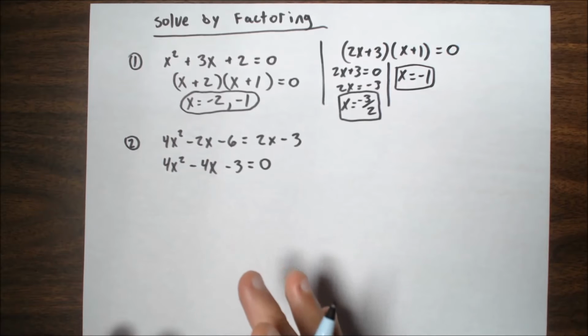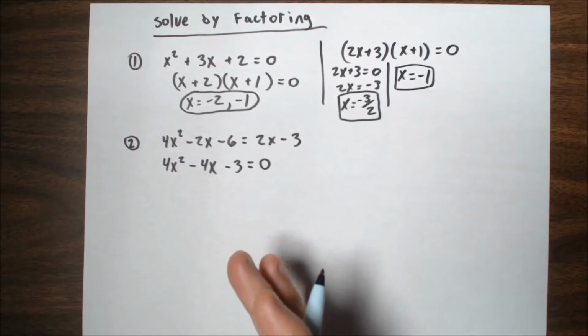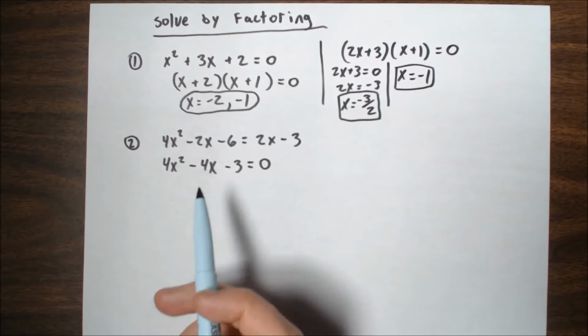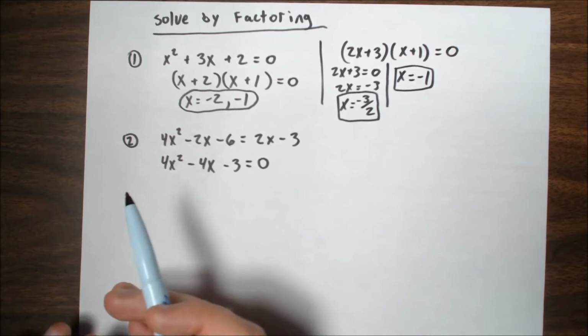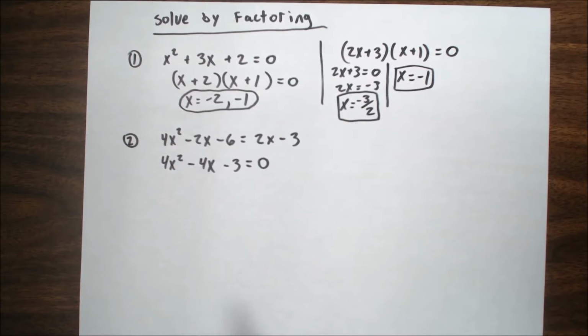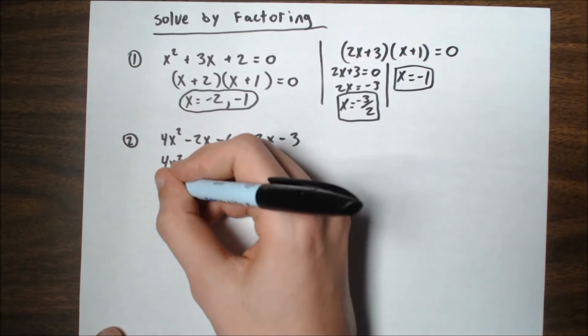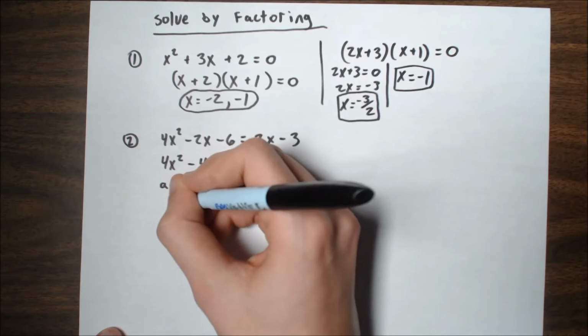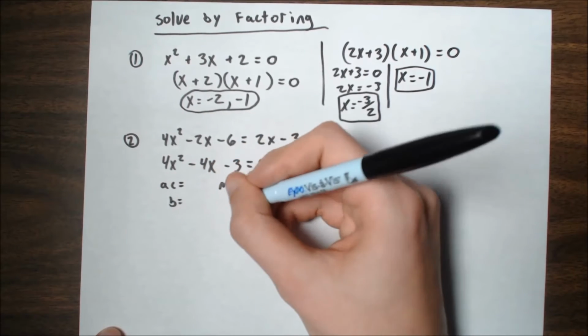All right, so now I need to factor this. First of all, is a 1? No, it's not. Can I divide by 4 or factor out a 4 so that a is 1? I can't do that either, which means this is a non-monic quadratic. So what I need to do is figure out what is a times c, what's b, what's m, and what's n.